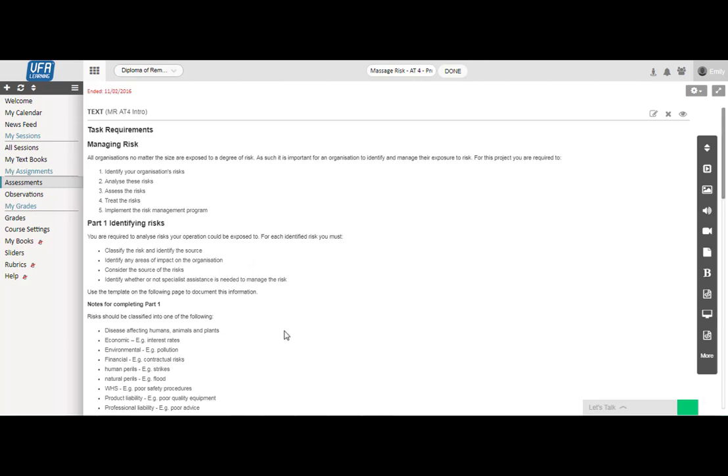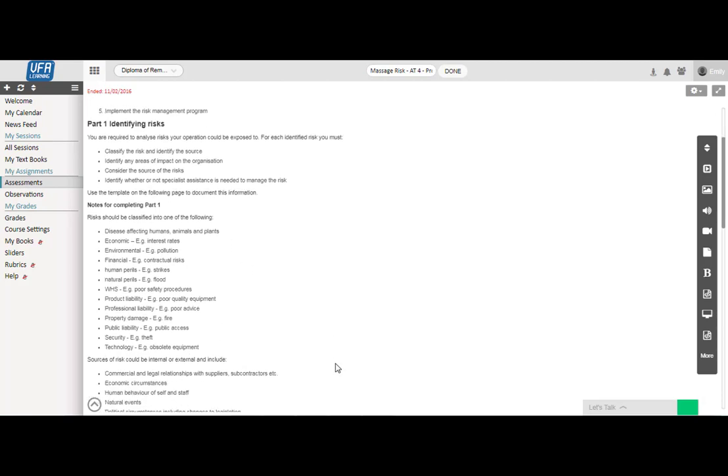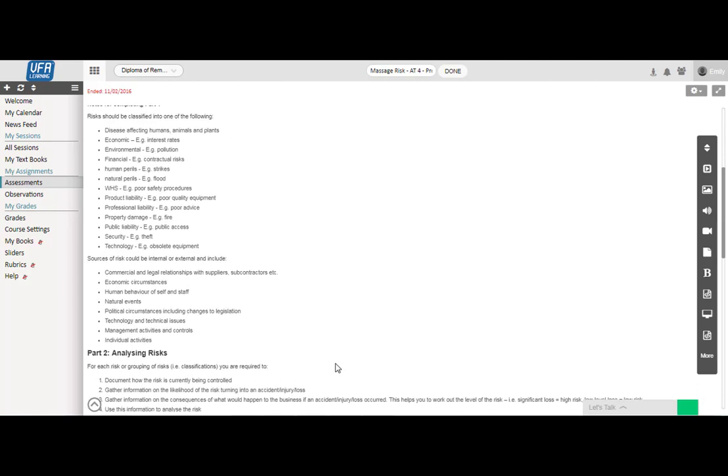So when we're going through this, we're going to then classify the risks. They will be classified basically on all of these points that you can see here. It's up to you to choose, based on the scenario, which one is going to be most likely the best fit. The sources of the risk could be an internal or an external risk. And again, you've got certain points to choose from.